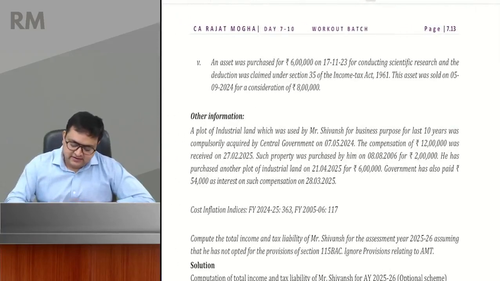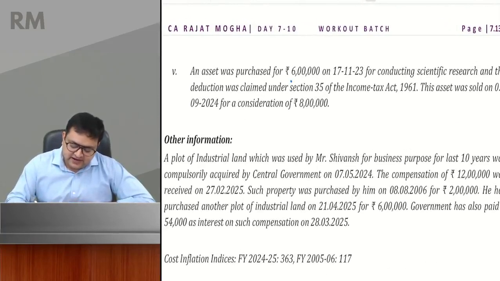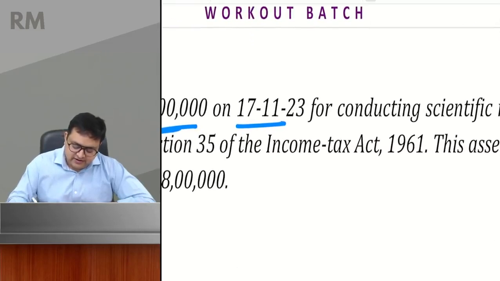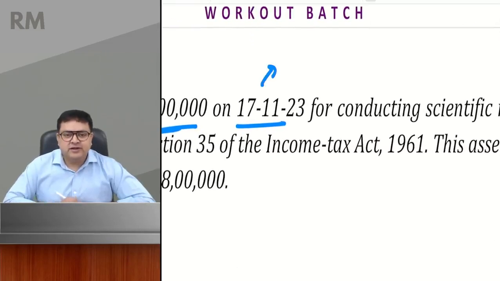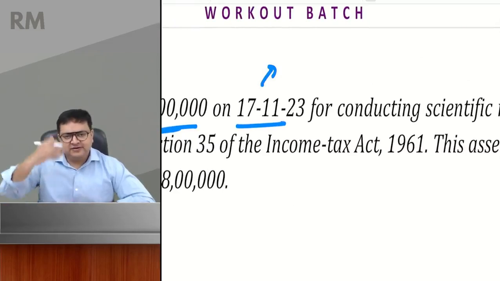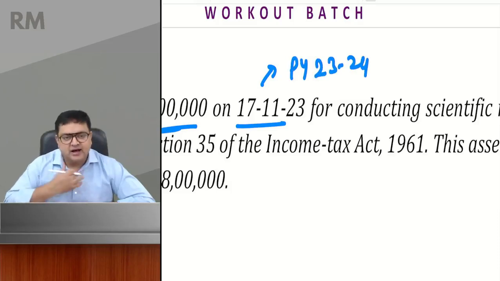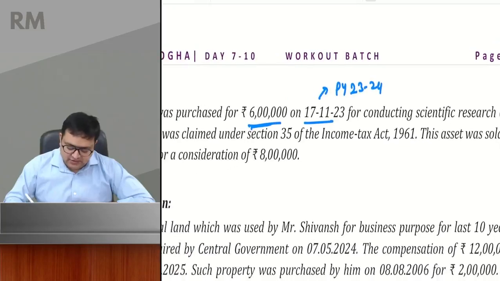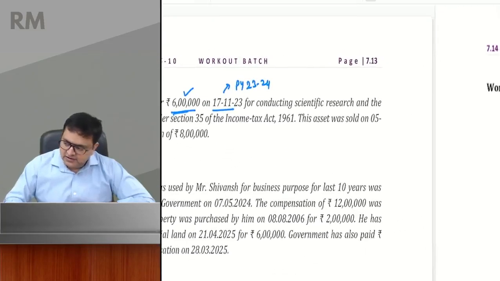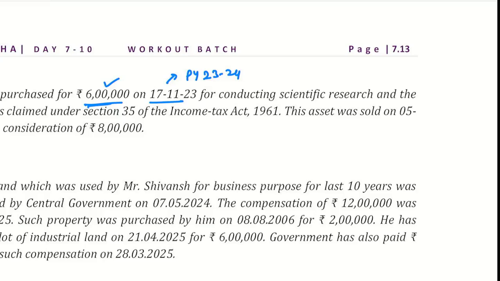An asset was purchased for 6 lakh on 17/11/2023. Not in this previous year. We purchased it some time back. So I believe this is previous year 23/24. Our year is 24/25. So this was purchased last year. How much? 6 lakh. For conducting scientific research. Okay.